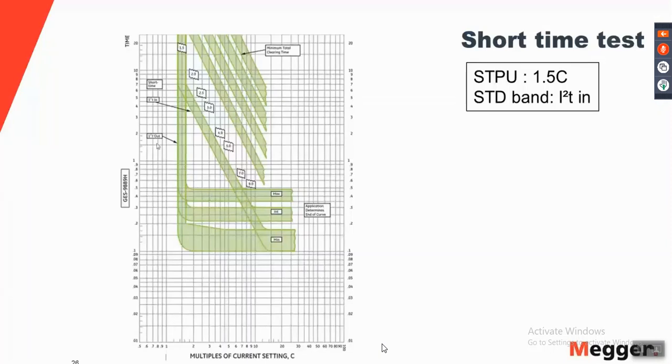On the other hand, if you look at I square T out response, you can see that the bands are horizontal, which means the trip time is independent of the magnitude of the current. So if your response is I square T out, it doesn't matter if you're injecting 3 times the pickup, 3 times C or 6 times C, you're going to have the same trip time limits. So let's select the maximum time delay band in this case, that's I square T in. The pickup selected is 1.5 times C.